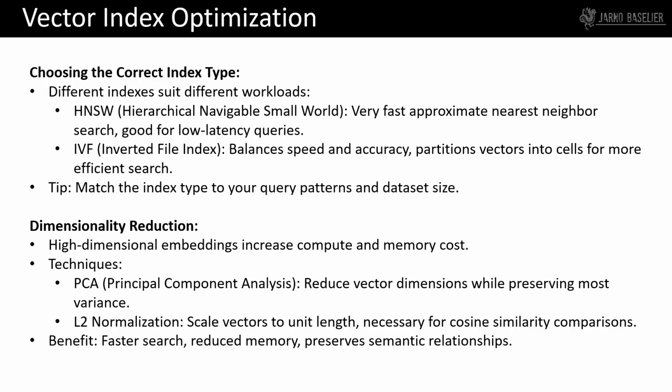Then for dimensionality reduction: high dimensional embeddings increase compute and memory cost. We have a few techniques here like PCA and L2 normalization. PCA, the principal component analysis, reduces dimensions while preserving most variance. L2 normalization scales vectors to unit length, and this is necessary for cosine similarity comparisons. As a benefit, we get faster search, reduced memory, and this preserves semantic relationships.